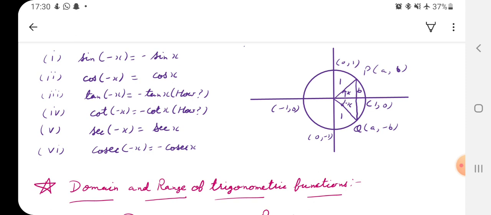Similarly, cot of minus x will be minus cot x. Secant of minus x is secant x. How is it possible? Secant of minus x means 1 by cos of minus x. Cos of minus x is actually cos x.